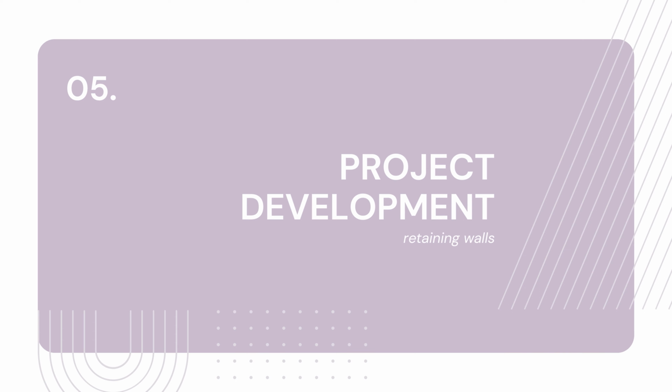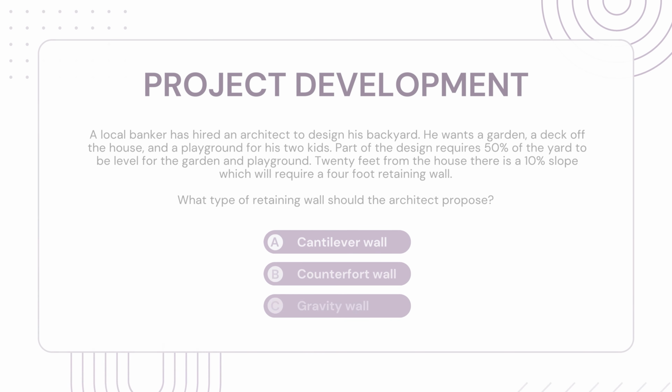Next up is project development. A local banker has hired an architect to design his backyard. He wants a garden, a deck off his house, and a playground for his 2 kids. Part of the design requires 50% of the yard be level for the garden and the playground. 20 feet from the house, there is a 10% slope, which will require a 4-foot retaining wall. What type of retaining wall should the architect propose?